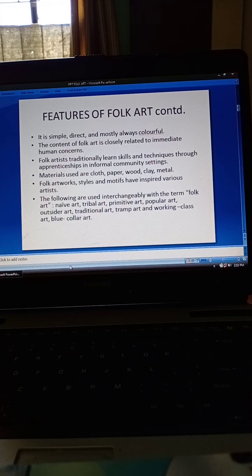Folk art is simple, direct, and mostly always colorful. As we move on through the presentation, you will notice how colorful and lively these folk art forms are. The content of folk art is closely related to immediate human concerns. Folk artists traditionally learn skills and techniques through apprenticeships in informal community settings. Materials used are cloth, paper, wood, clay, and metal.